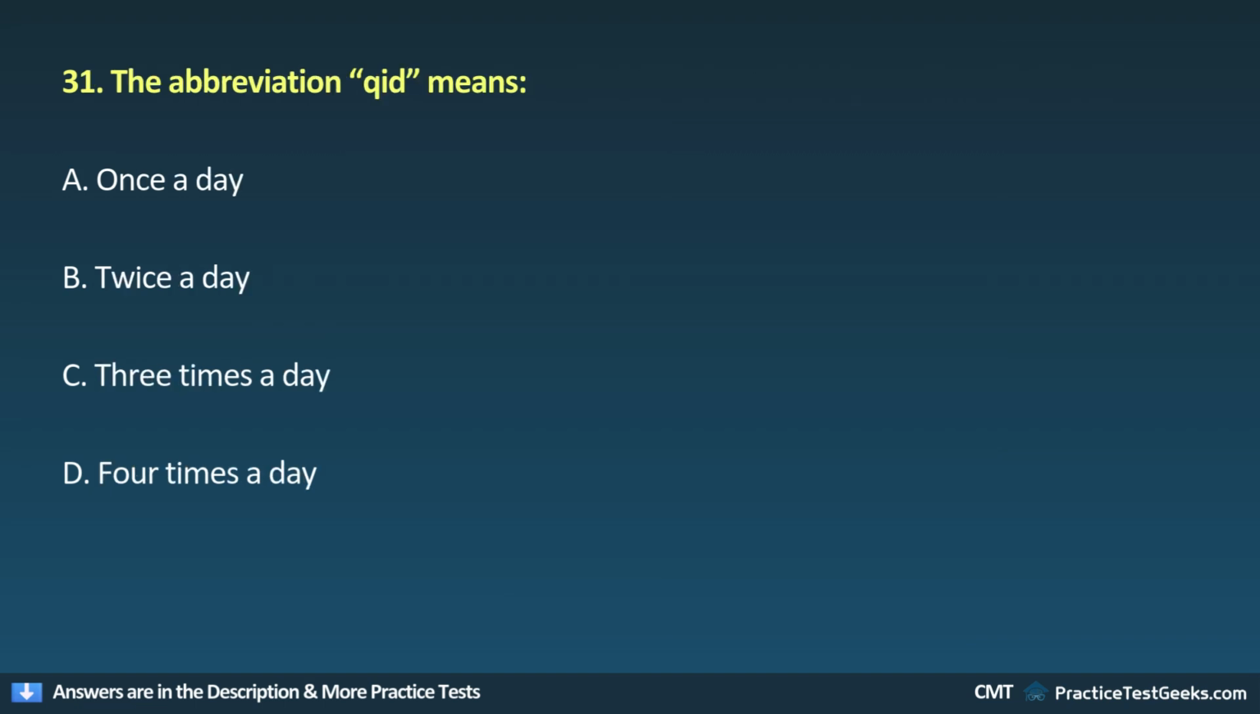31. The abbreviation QID means: A. Once a day. B. Twice a day. C. 3 times a day. D. 4 times a day.